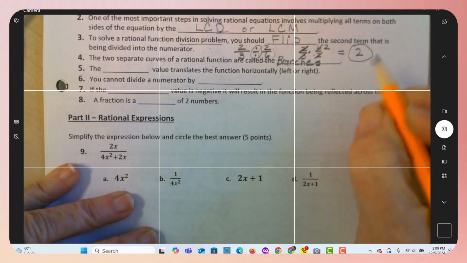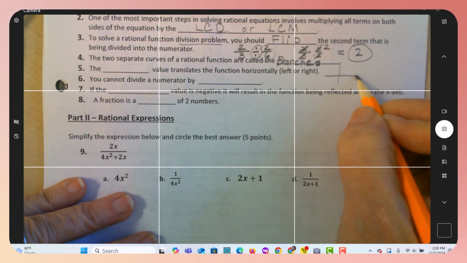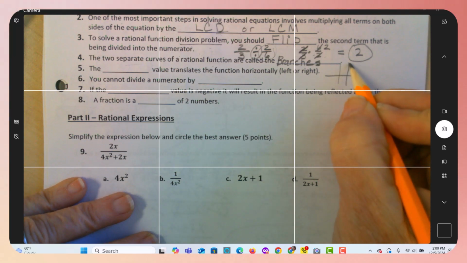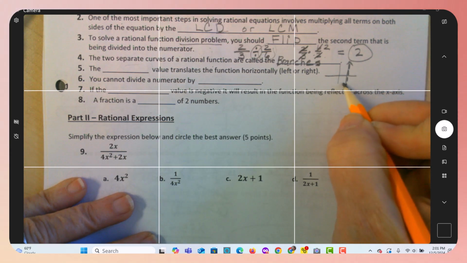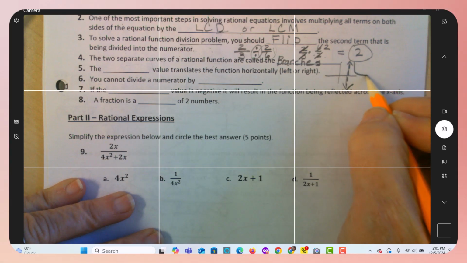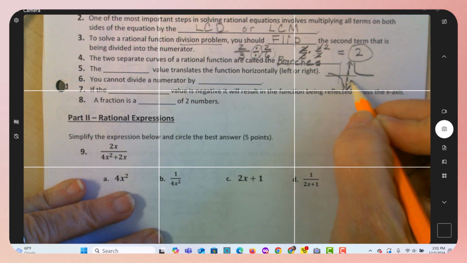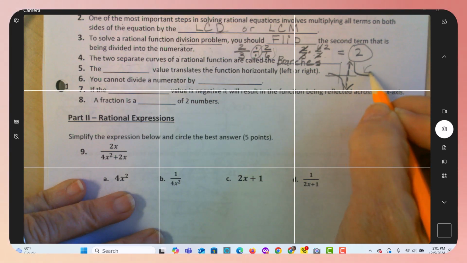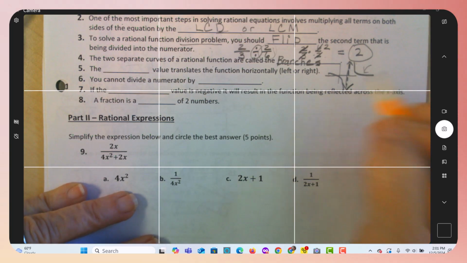So in rational functions, we can have asymptotes or holes. With asymptotes, let's just pretend we have an asymptote here, and it would be a dotted line. In fact, you wouldn't even see it on your graphing calculator. But you would see two branches approaching from opposite directions, but never touching that asymptote. So we call those branches. And we know that we have an asymptote when we have division by 0.